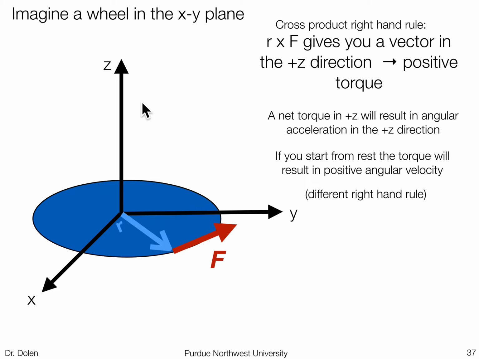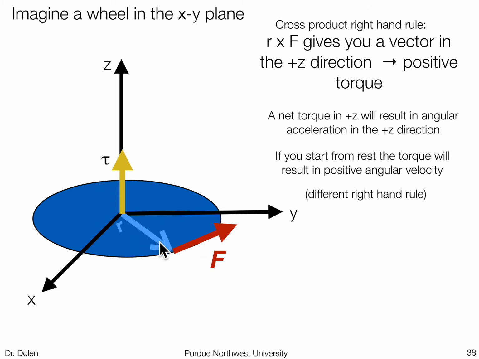This torque is going to cause positive angular acceleration. If this wheel was initially not moving and then I apply a force in this direction, I'm going to give it positive angular velocity, and it's going to start spinning in this direction. Again, using the other right-hand rule, curl my hand in the direction that wheel is spinning, and my thumb is again also pointing up. All right, so we have two different right-hand rules now, one for the cross product and one for angular velocity. Okay, so if I want to draw on this torque vector, I just do it as follows.